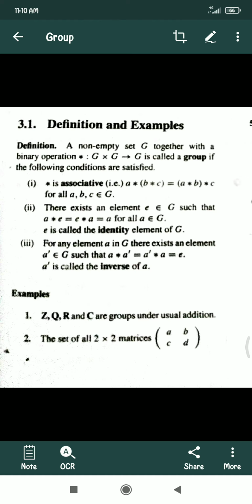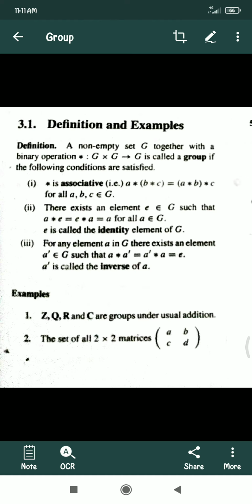Then it has to satisfy the identity condition. Identity is nothing but an element we usually denote by E. According to the identity condition, there must be an element E belonging to that group such that A star E equals E star A equals A. So this is the identity condition, and next it has to satisfy the inverse condition.